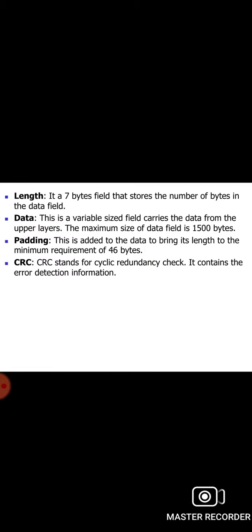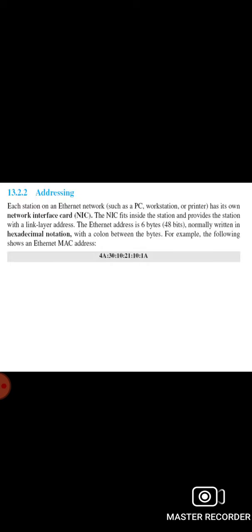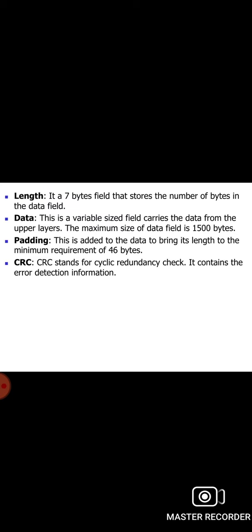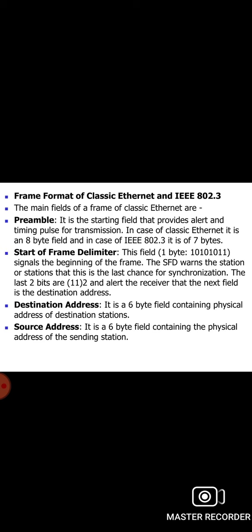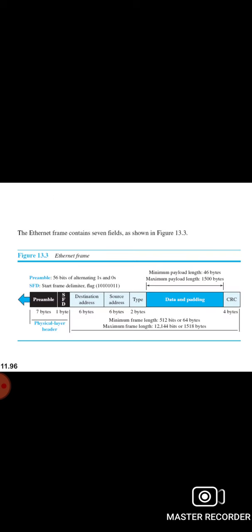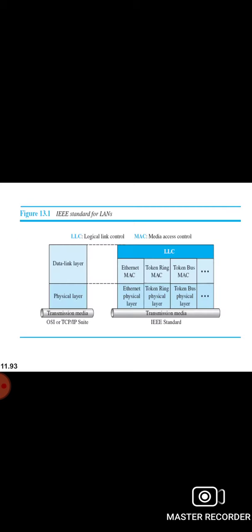Now let's move on to the standard Ethernet. In its original format, Ethernet was created in 1976 at Xerox Palo Alto Research Center, that is PARC, and since then it has gone through four generations: standard Ethernet at 10 Mbps, fast Ethernet at 100 Mbps, gigabit Ethernet at 1 Gbps, and 10 gigabit Ethernet at 10 Gbps.